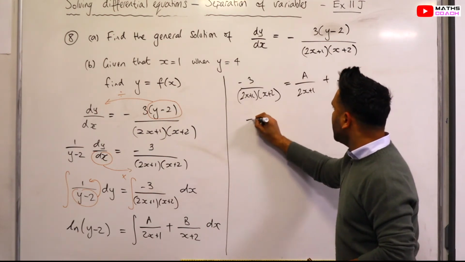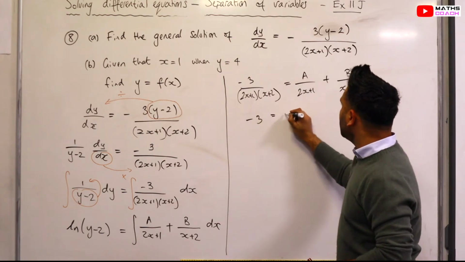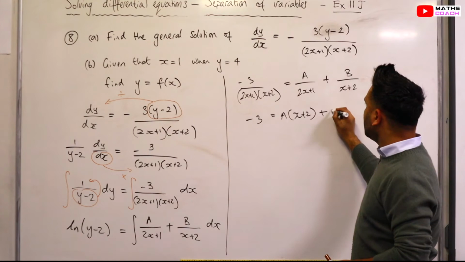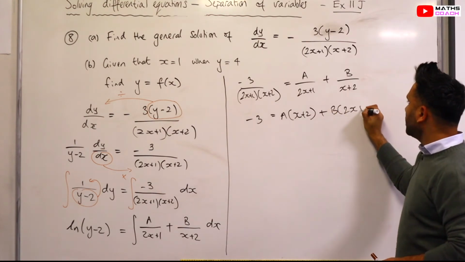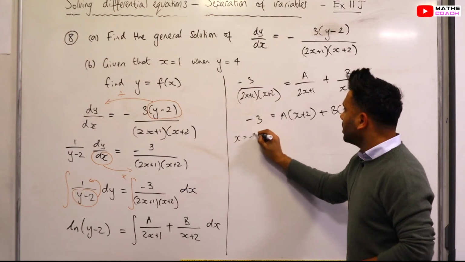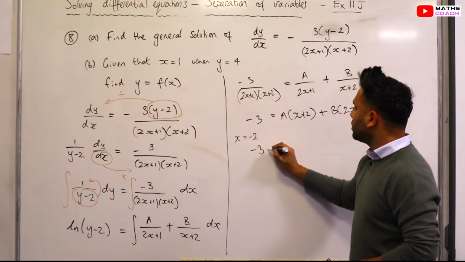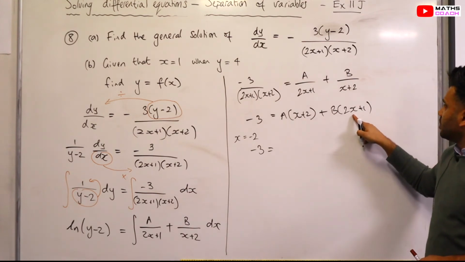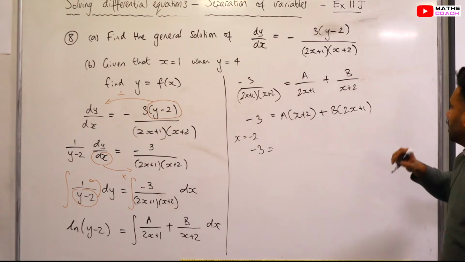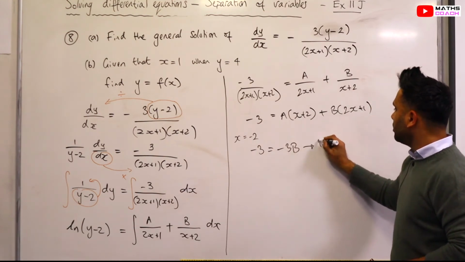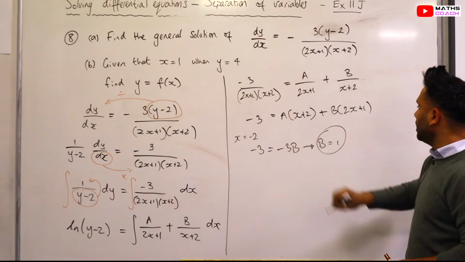So that's the same as minus 3 equal to a multiplied by x plus 2 plus b multiplied by 2x plus 1. So if we let x equal minus 2, we get minus 3 equals, well, that goes away. 2 times minus 2 is minus 4. Minus 4 plus 1 is minus 3. We get minus 3b. In other words, b is equal to 1.